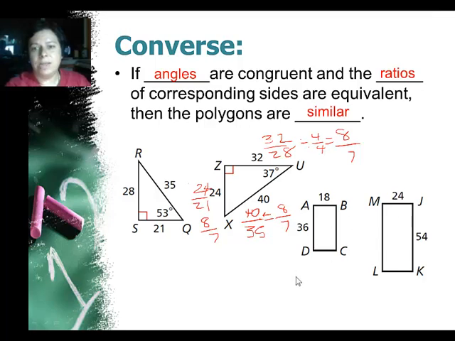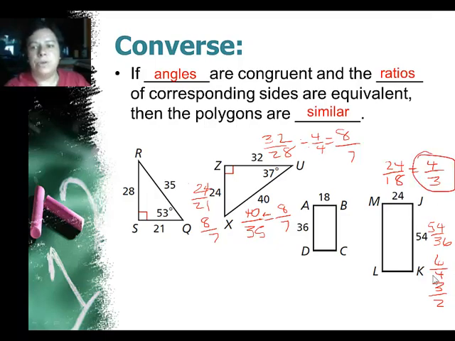If I do these two rectangles here, they sure look similar, but are they? So I'll go again, bigger side to smaller side, 54 over 36. You can use your calculator to simplify. I happen to know those are both divisible by 18. Probably easier to do 9 first, so 6 over 4, which is 3 over 2. 24 over 18, both of those are divisible by 6, and that would be 4 over 3. 4 over 3 and 3 over 2 are not the same ratio, so these two are not similar.